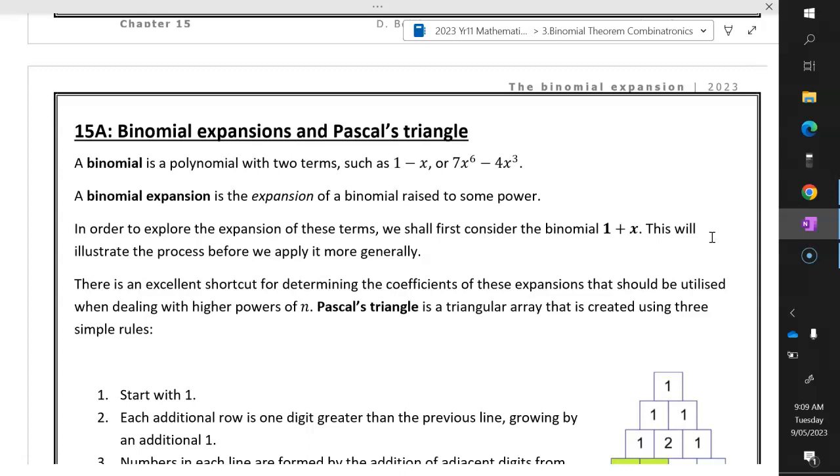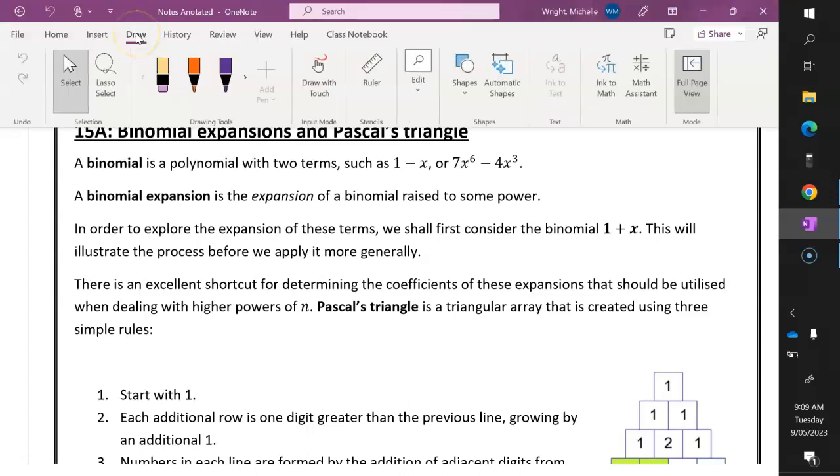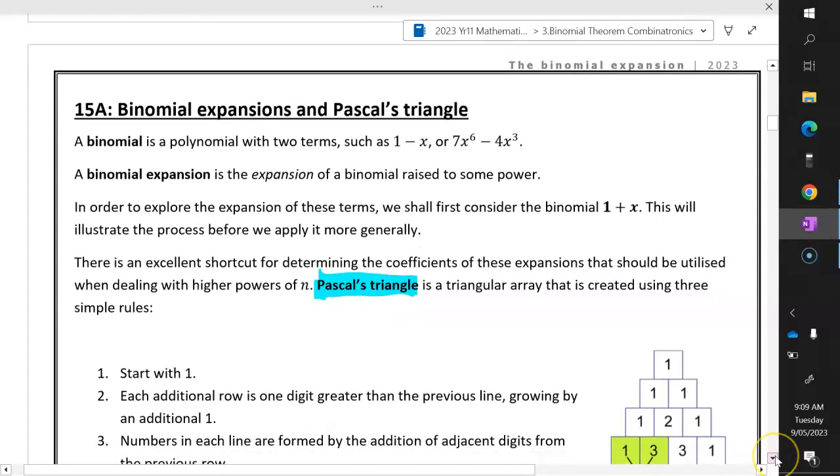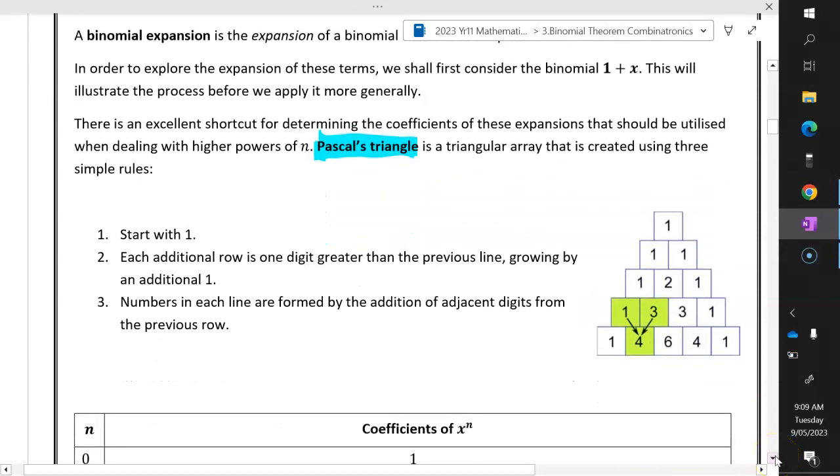Okay, so what we're going to have a look at today is this thing called Pascal's triangle. You need to know how to come up with Pascal's triangle yourself. I'm just going to highlight that for us. You need to know what it is. We need to know how to form Pascal's triangle. Okay, you've seen this before. We had a little look at this in transition last year.